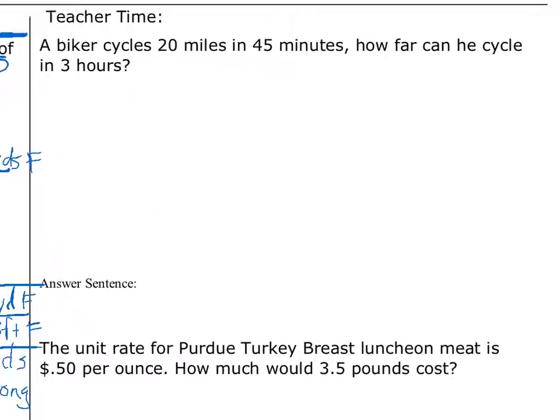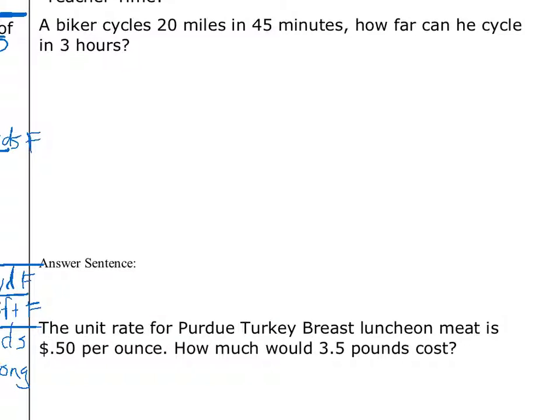Okay, let's look at another one. This one says a biker cycles 20 miles in 45 minutes. How far can he cycle in 3 hours? Okay, so looking at the question here, it says how far can he cycle in 3 hours? We're going to write our answer sentence. How far can he cycle in 3 hours? He can cycle blank. What are my units? Miles.